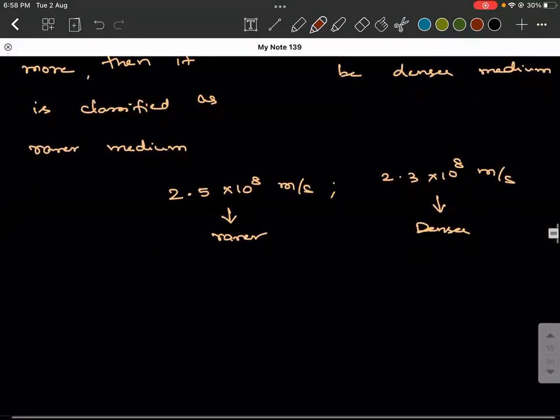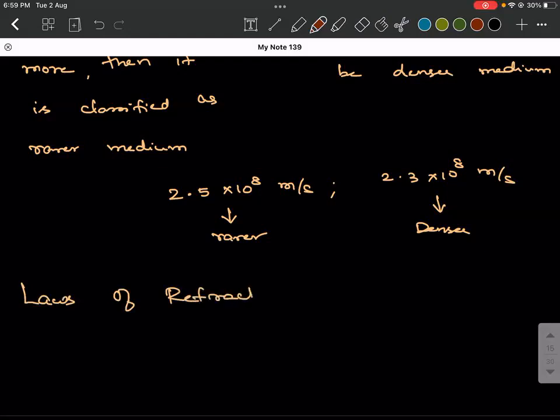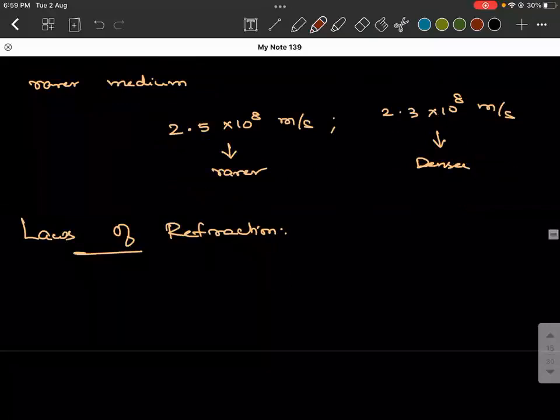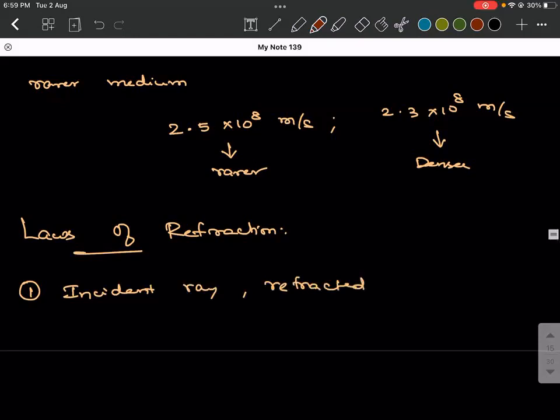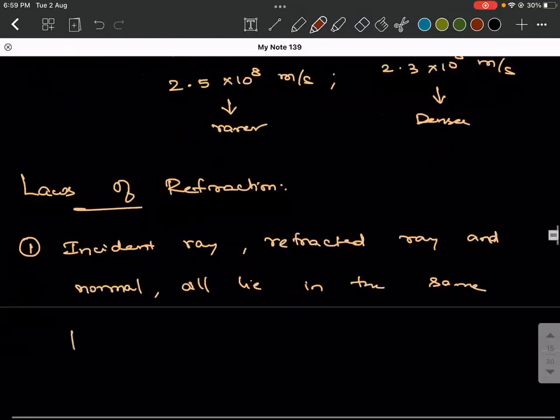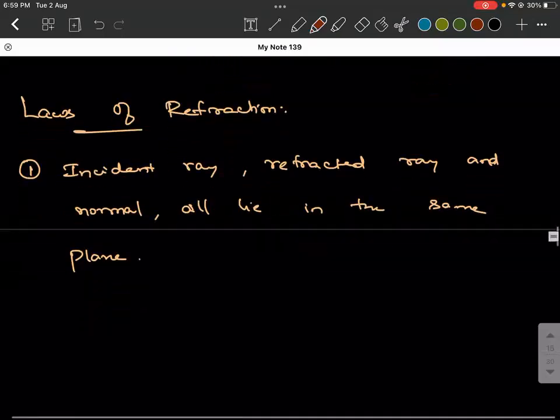Okay. So that is the language that we use in physics. Right. Now, based on this, you have a concept called laws of refraction. So there are certain laws that are associated with refraction, of which the first law is that the incident ray, refracted ray, and normal all lie in the same plane. Incident ray, refracted ray, and normal all lie in the same plane.